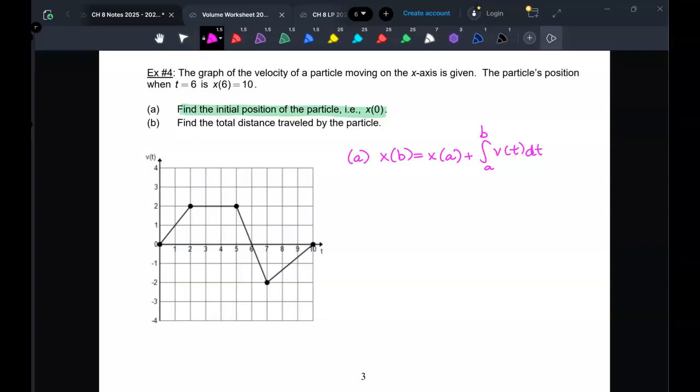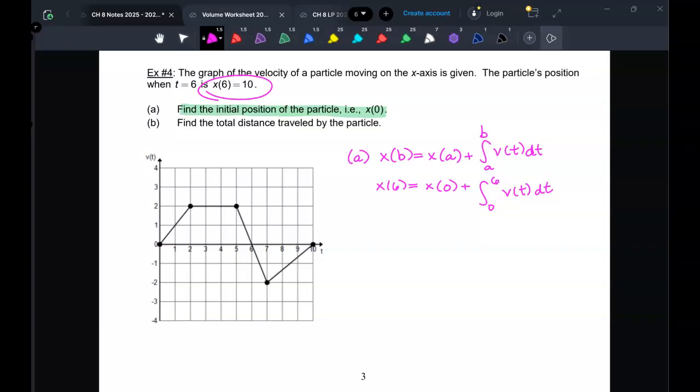Okay, I want you to remember this. This is going to show up over and over again on the AP exam. If we have one position and we have the velocity function, we can find the position anywhere else on that interval. Now, I gave you x of 6. So I can say x of 6 is equal to x of 0 plus the integral from 0 to 6 of v of t dt.